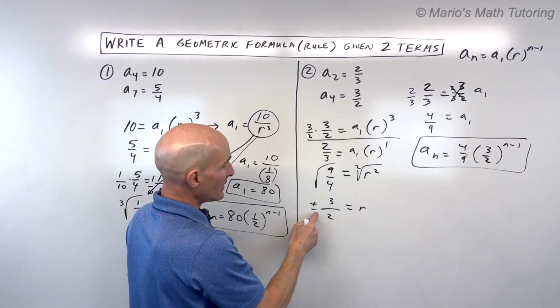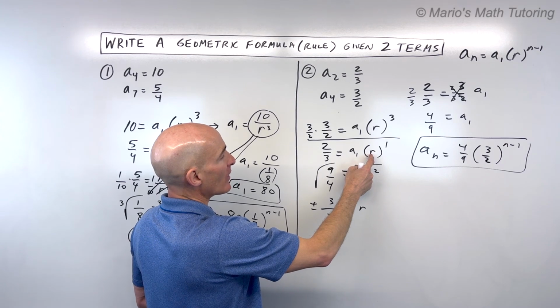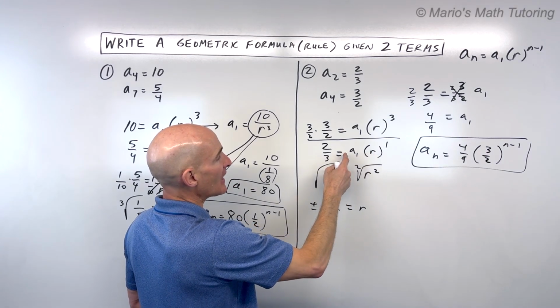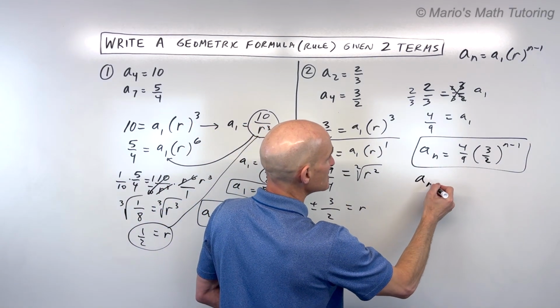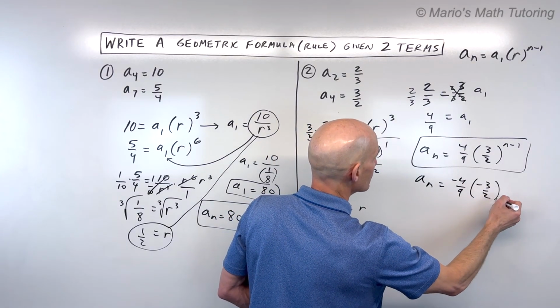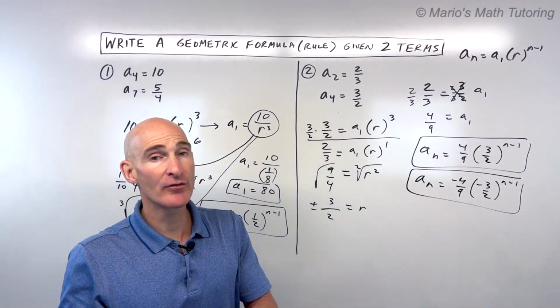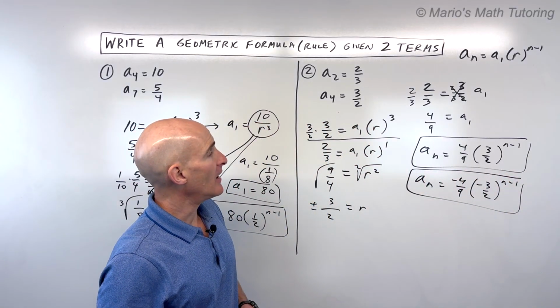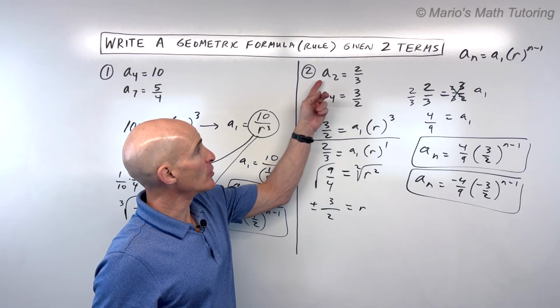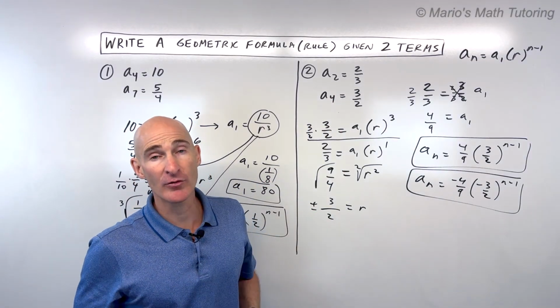But what happens if I put in a negative 3/2? Well, if I put in a negative 3/2, then we're going to end up getting a negative 4/9 for a1. So another possibility would be negative 4/9 is a1. The ratio is negative 3/2 to the n minus 1. So in this case, you actually got two different formulas because based on the information here, we don't know if we're multiplying by a positive r value each time or a negative; the value of r could be negative.